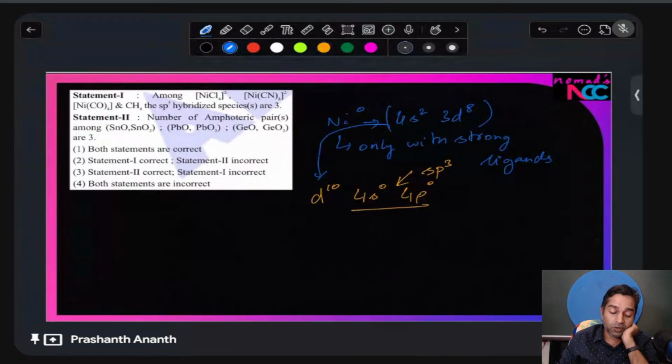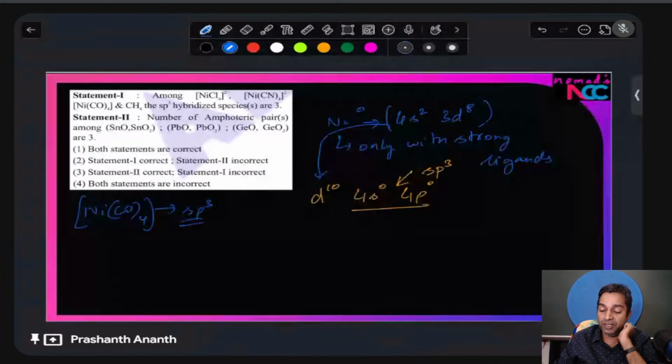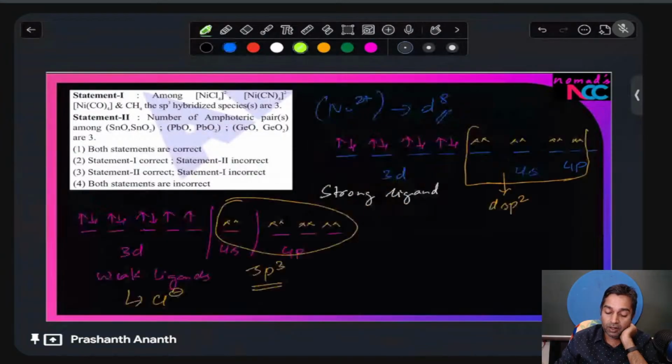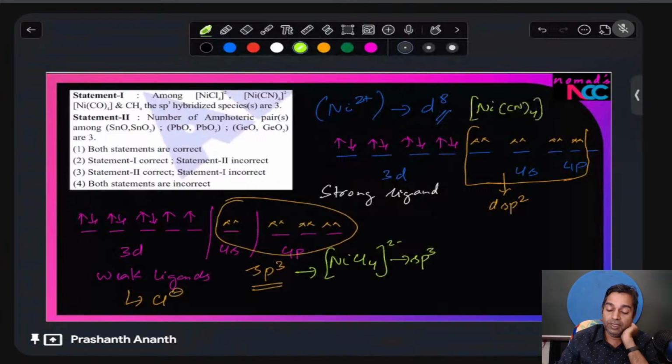Okay, all right. Which ones are going to be sp3 over here? Let's quickly have a look. In this particular case, weak field ligand Cl minus, so [NiCl4]2-, this will also be sp3, whereas [Ni(CN)4]2- will be square planar.